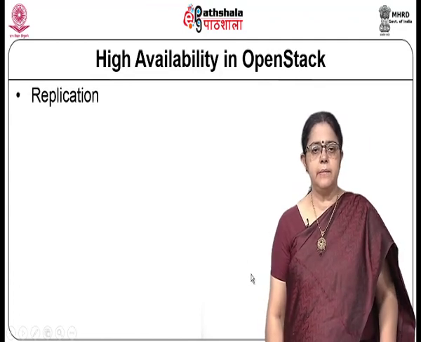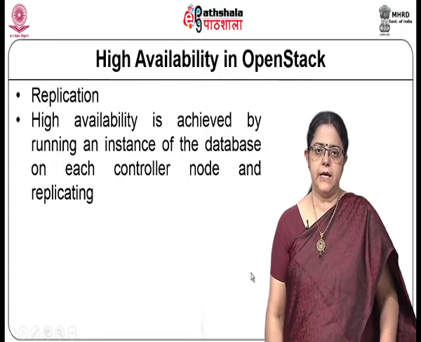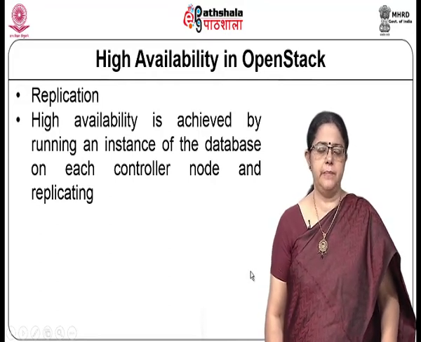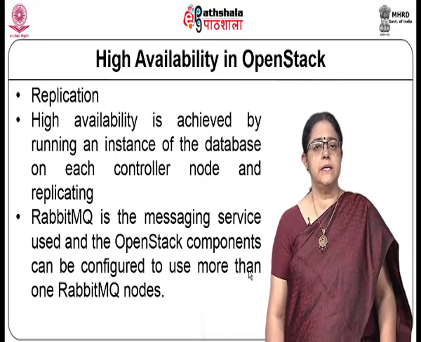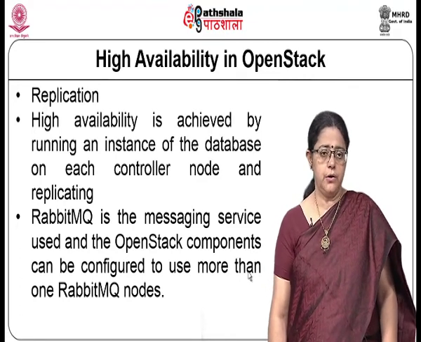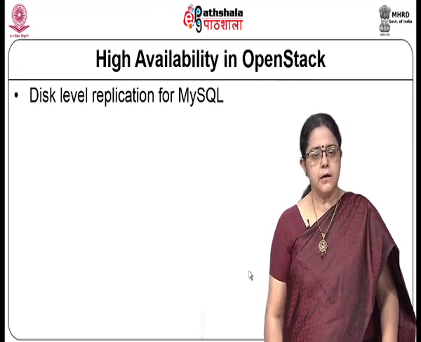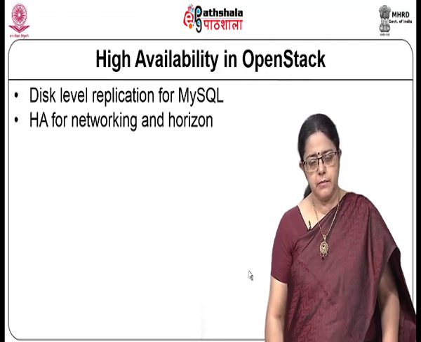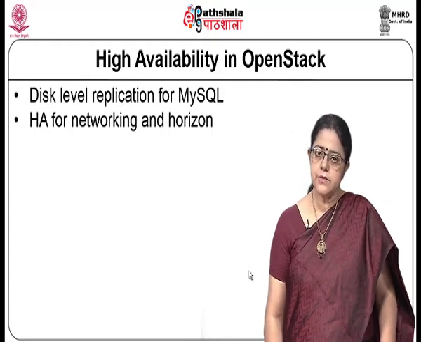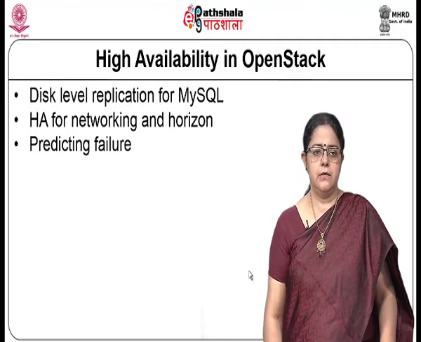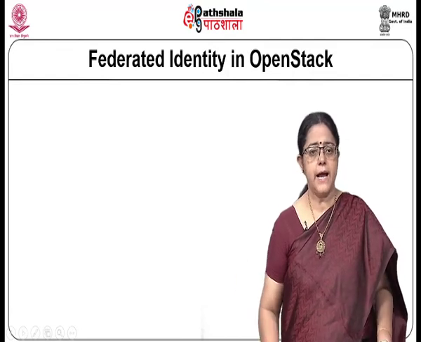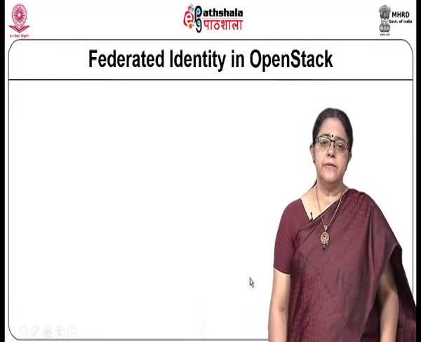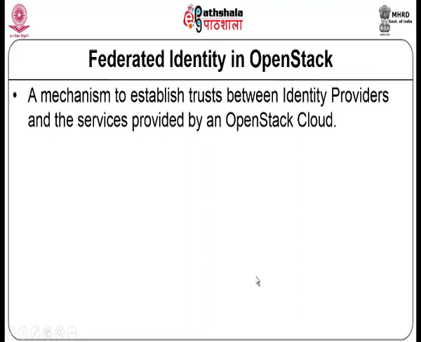So, how is high availability achieved in OpenStack? By replication. Everything can be replicated in OpenStack, and therefore, high availability can be implemented. RabbitMQ, which is the messaging service, can also be replicated, therefore ensuring communication. Further, disk level replication in MySQL, networking and Horizon replication, and predicting failure, thereby ensuring that everything is highly available. And the federated identity ensures that security is maintained.